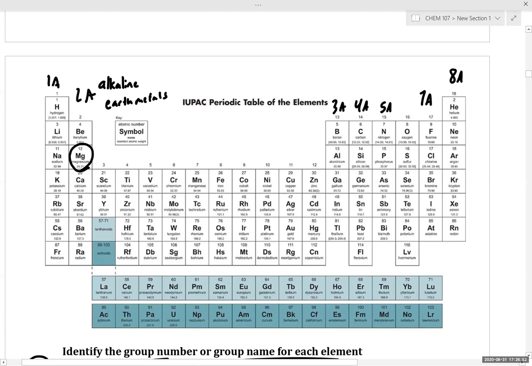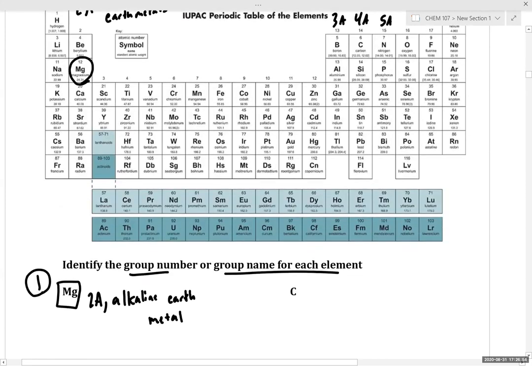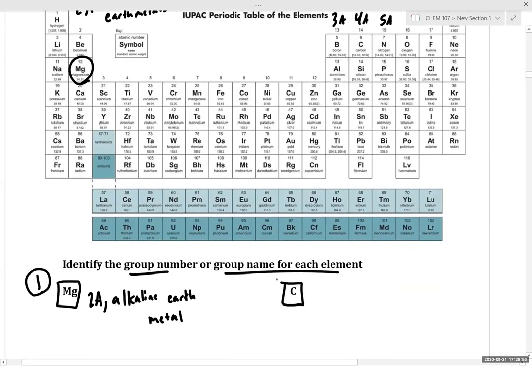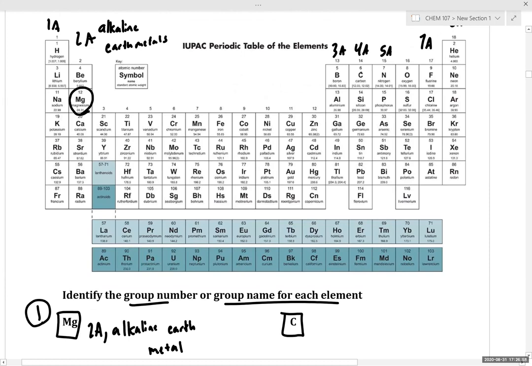So looking at carbon now, carbon isn't in a named group. It is simply found in group 4A. So let's just write that down. Perfect.